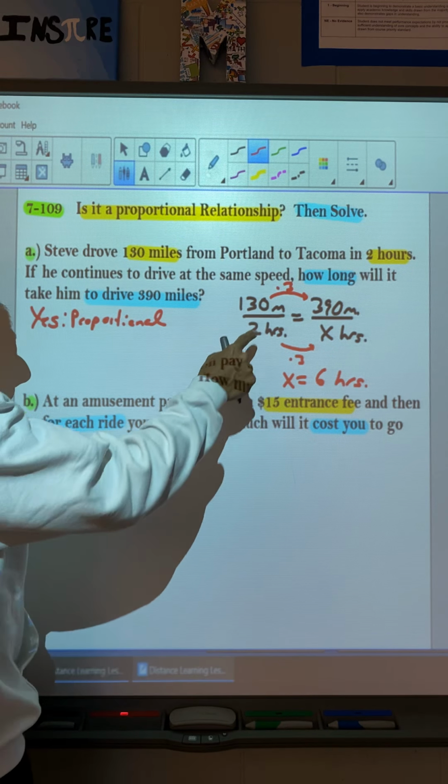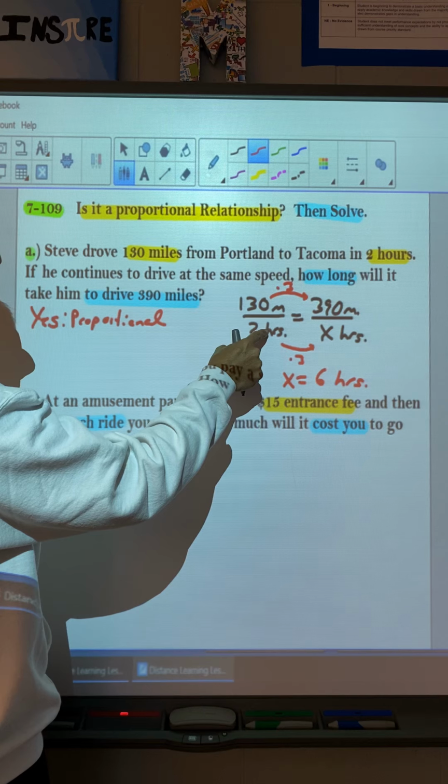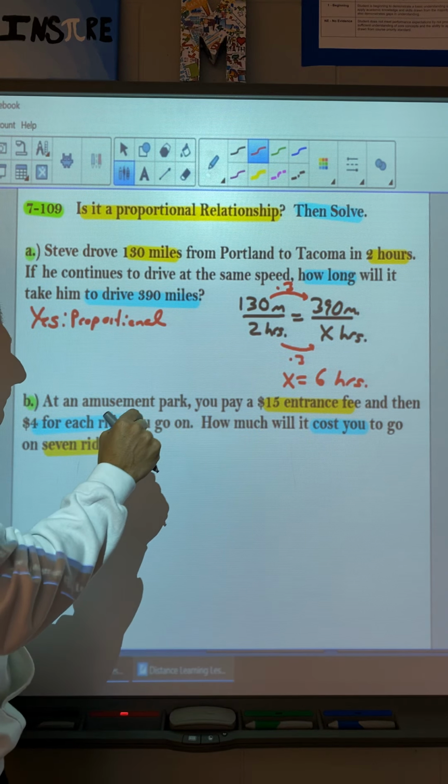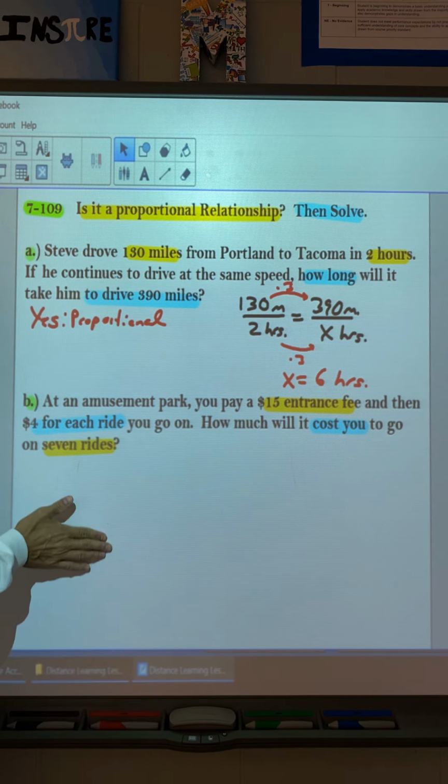It's also okay if you get the unit rate. So instead of 130 miles in 2 hours, you get 65 miles in 1 hour, and then divide 65 into 390. Okay, let's take a look at this last one.